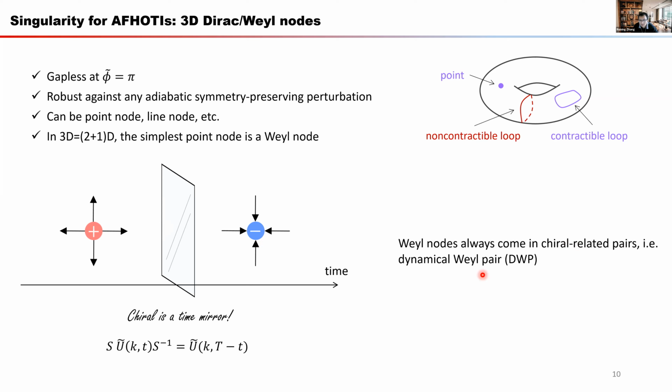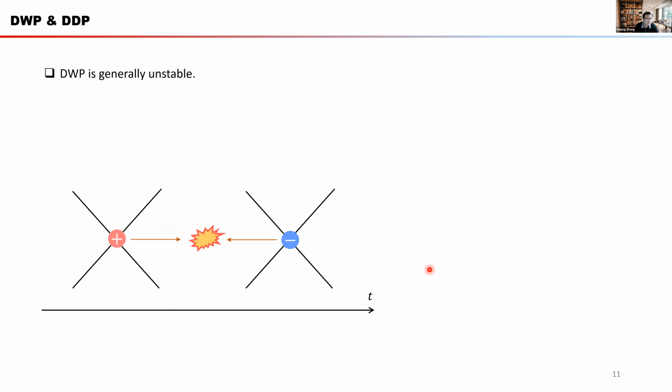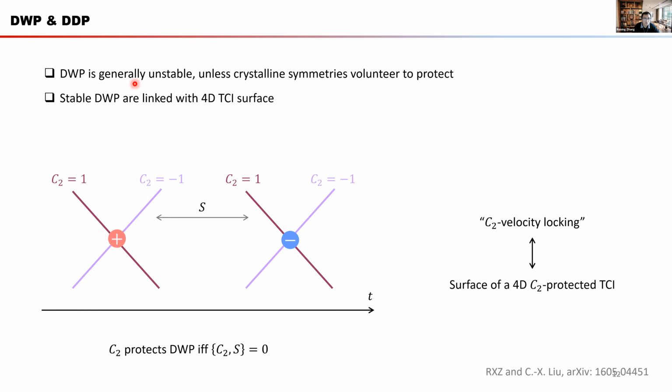Okay, and it is called dynamical because this Weyl pair actually lives in the phase band. It is not something that we have in static solids. As you can see, generally speaking, this dynamical Weyl pair is unstable because you can always deform the spectrum such that these Weyl nodes meet each other and gap out. But if we have additional crystalline symmetry, it can protect these Weyl nodes from gapping out each other, and thus stabilize this DWP.